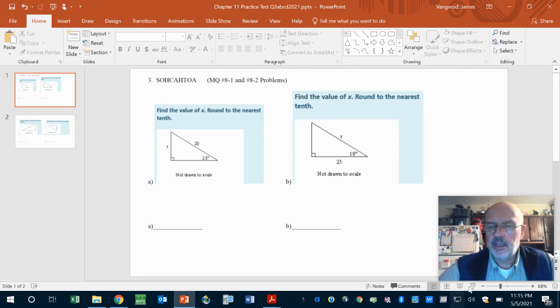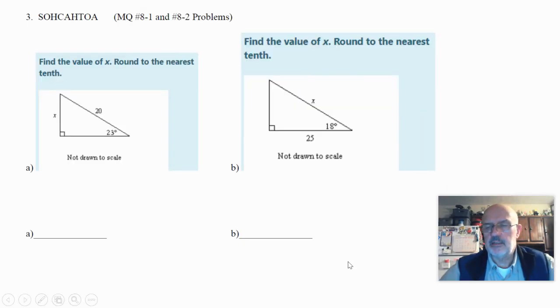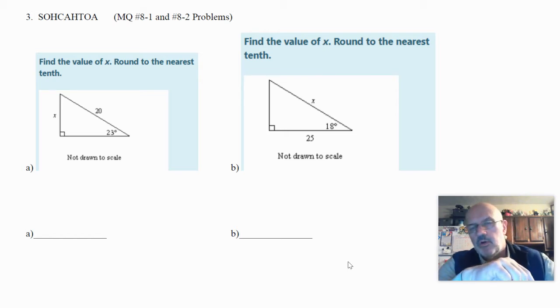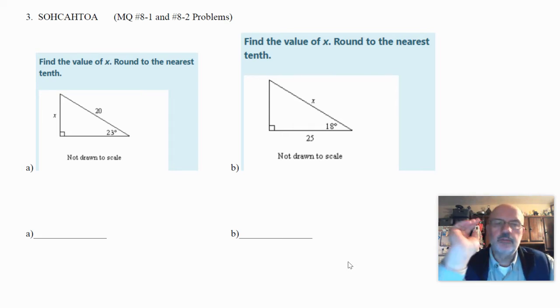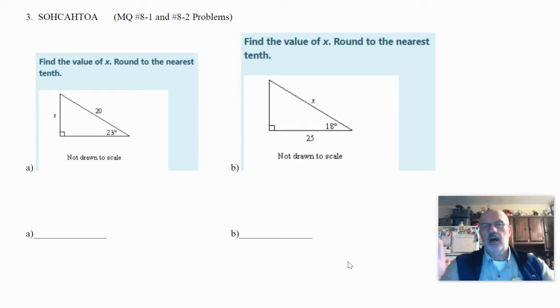Here we have from the Chapter 11 practice test, problem number 3, the SOHCAHTOA problems on the sine, cosine, and tangent. In the first two of these problems, which you see pictured before you, we're going to use one of these ratios on each problem in order to figure out the missing side length. And so our first task is going to be, how do we determine whether we should be using the sine, the cosine, or the tangent in order to do that on these? All right, so let's take a look.